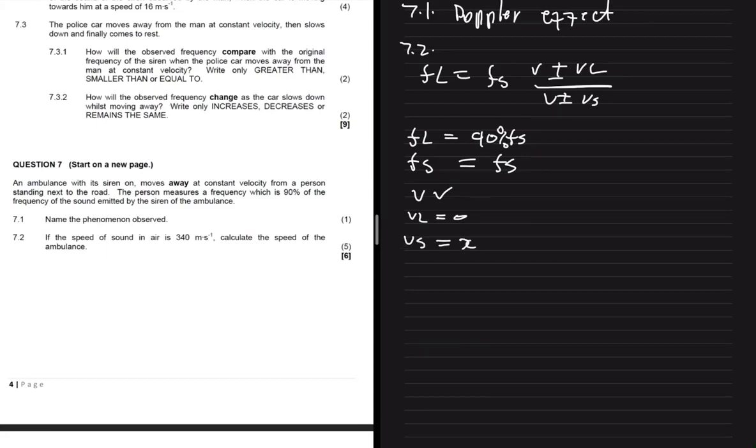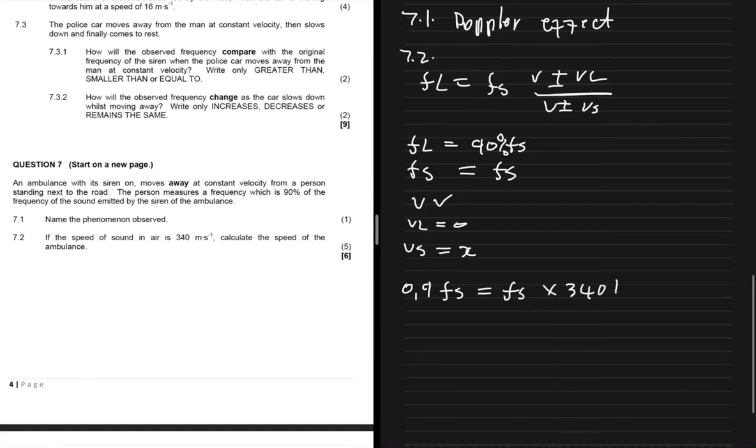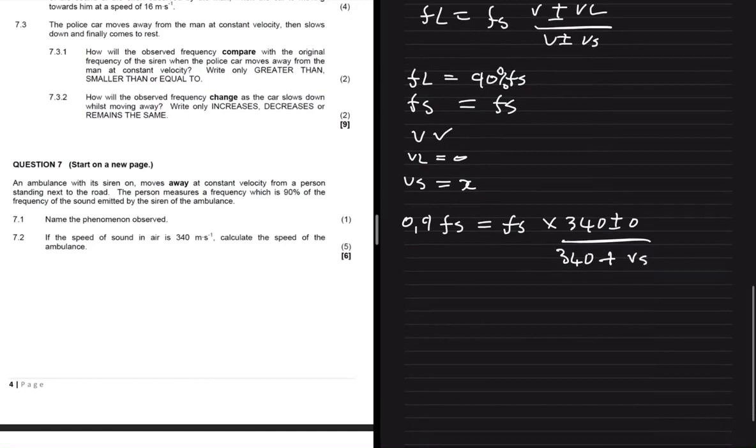So FL is 90% of FS, which is just 0.9 FS, and that equals FS itself multiplied by 340. The observer is stationary, plus or minus 0. Then 340 again, and it's moving away, so we're supposed to have a plus on the denominator. If it was moving towards, we would have a minus on the denominator. So plus VS.